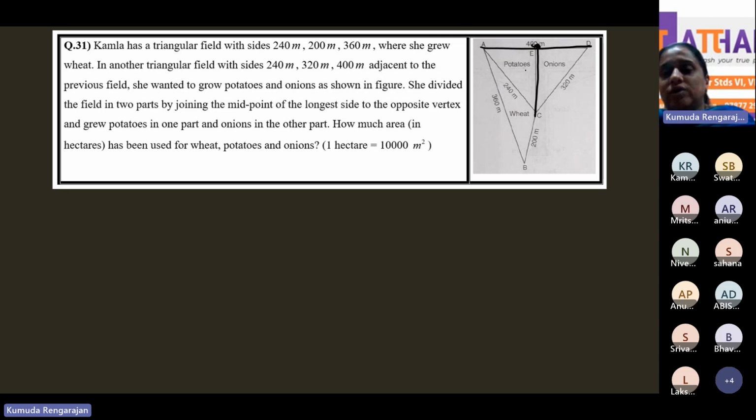So as we understood, we cannot find the areas of this triangle and this triangle separately because we don't know the length of this side. So we need to find the area of the whole triangle using Heron's formula and divide by 2. Why divide by 2? Because we know that this is the median. So it divides a triangle into two triangles equal in area.